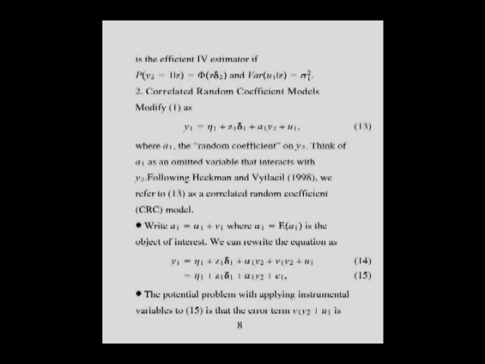Okay, so if the probit model happened to be true and the structural error was homoscedastic, then this turns out to be the efficient instrumental variables estimator. So that is one reason you might want to do it.